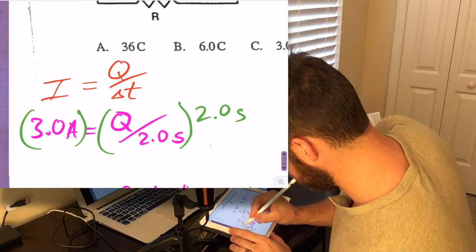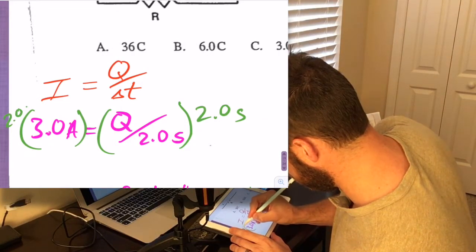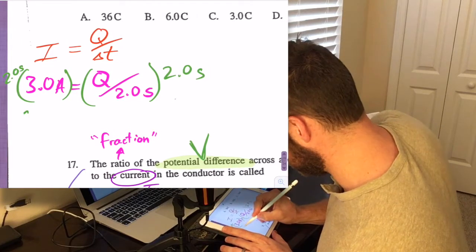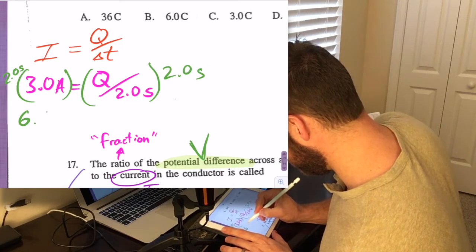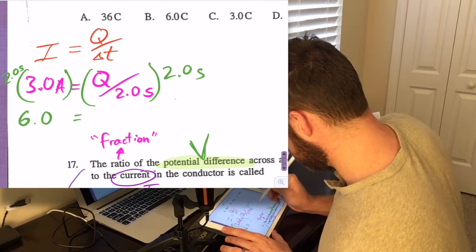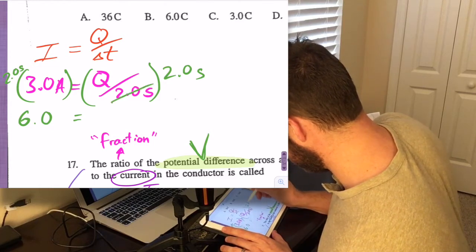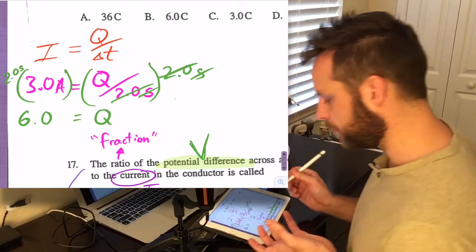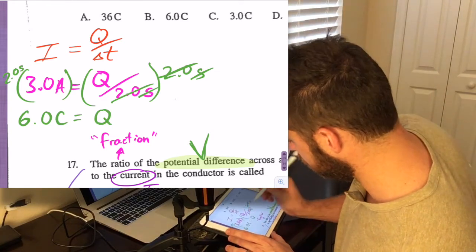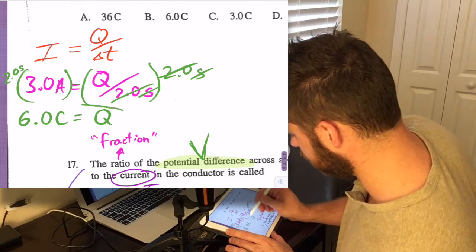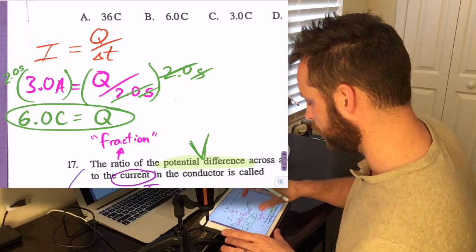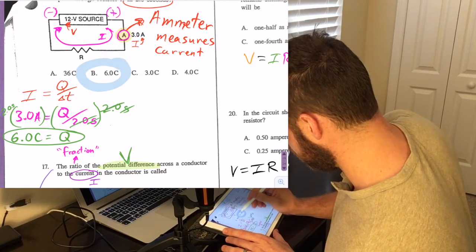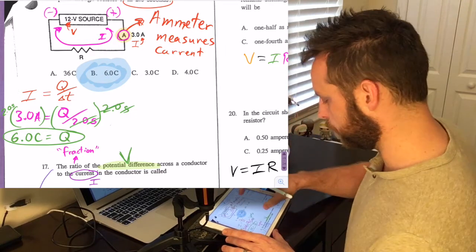and that 2.0 seconds is being multiplied by 3.0 amps, so I'm going to get 6.0. Then the 2 and the seconds on the right cancel, and I'm left with Q. And then what's the unit for Q? The unit is coulombs, and so I'll put a capital C in there. So I'm going to end up with 6.0 coulombs of charge, and hopefully I find that, and yes I do. Right there it is, answer choice B.